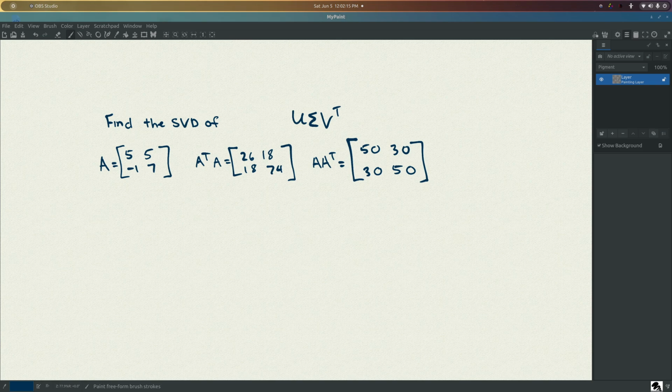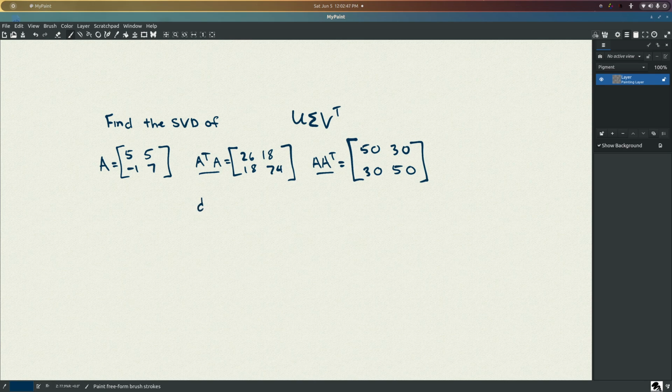The steps we're going to do: first find the eigenvalues of either A, ATA, or AAT. Once we find those eigenvalues, we will determine the eigenvectors of ATA and AAT. After we do this, we are able to get the values of U and V. So let's get started with 26, 18, 18, 74.